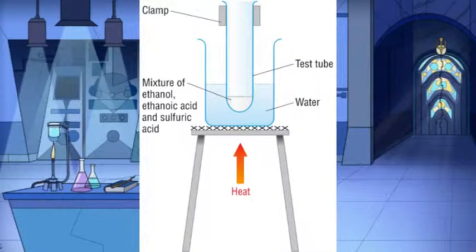Esters are quite easy to make. Take a mixture of ethanoic acid and ethanol, add a few drops of sulfuric acid, warm gently for about 5 minutes, then pour the mixture into a small amount of sodium carbonate. You will get a fruit aroma. Sulfuric acid is the catalyst. This process is called esterification.